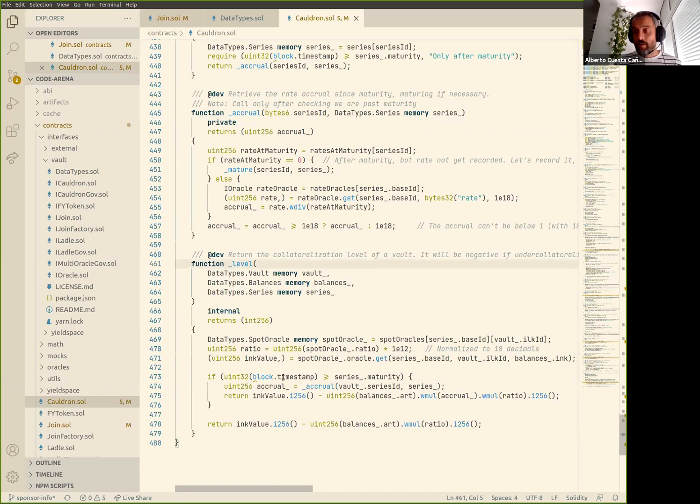Is it clear? The Cauldron is a hefty accounting system that was done trying to optimize for gas as much as possible and trying to shift the risks towards a governance-led pattern. If we are careful with the governance, it will be fine. Yeah.